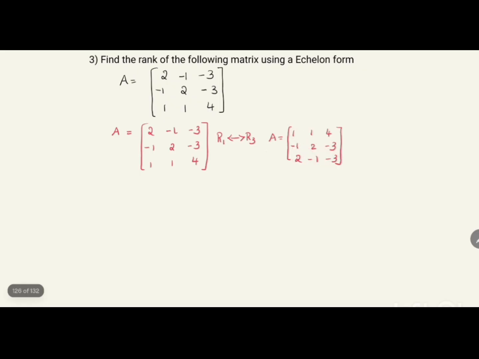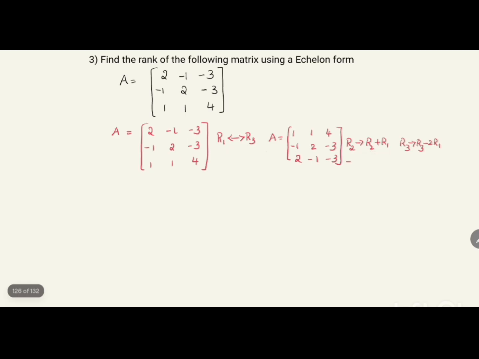Now what is the second step? I'll make these two elements 0, making use of R1. Yes. So what will be the operations here? R2 implies R2 plus R1. And the other one is R3 implies R3 minus 2R1. Is that clear, students? So first let us perform the first row operation, that is R2 plus R1.